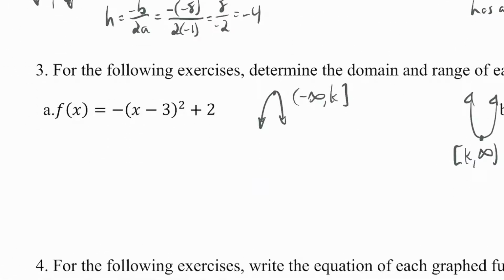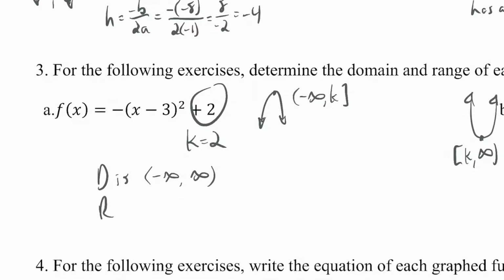So let's work out what k is. This one's already factored for us. k is 2. My mistake, sorry, k is 2. So that means that the domain is negative infinity to infinity, all real numbers, and then the range is negative infinity up to 2.